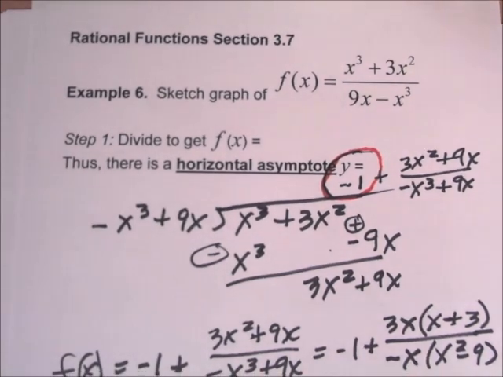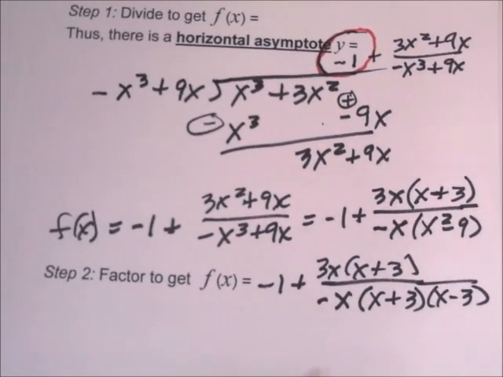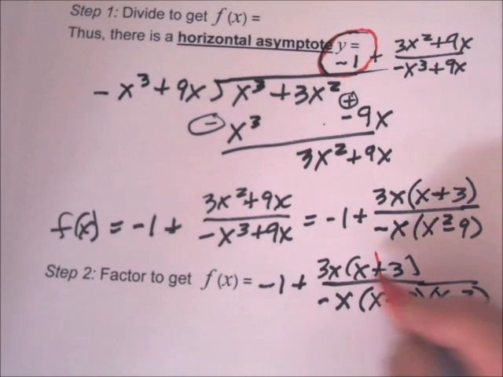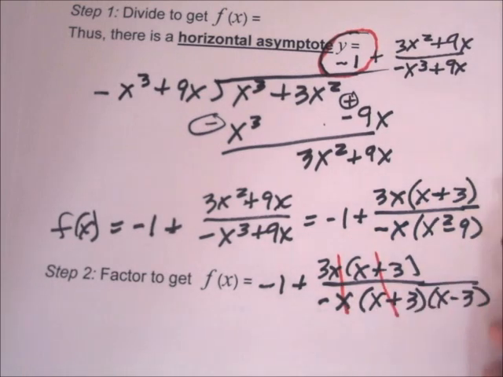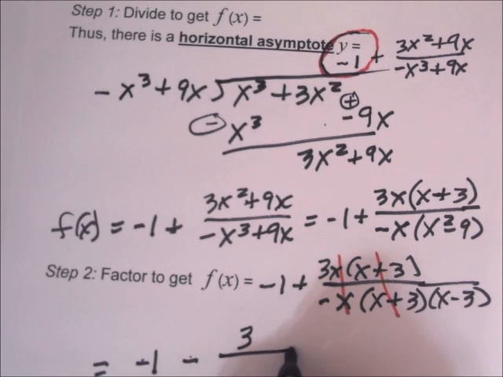Okay, so then we can cancel. We can reduce this fraction now. We have an x plus 3 on top and bottom. We have x on top and bottom. Positive divided by negative is negative. So this is going to be equals negative 1 minus 3 over x minus 3.